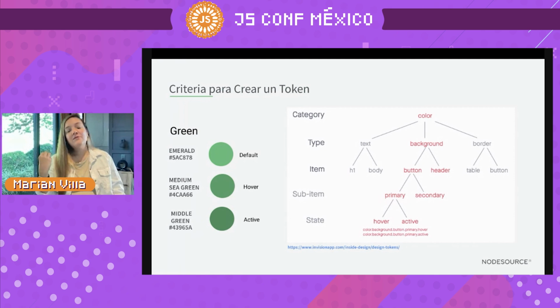And then the sub item, and then the state. So whether it's active or it's hovered, or if it's primary or secondary. And in that way, we are generating the structure.